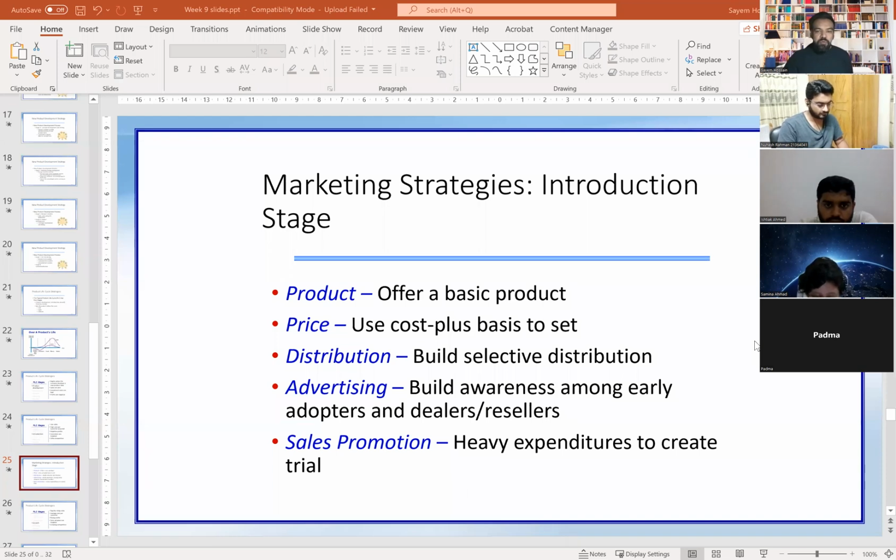Distribution: you have to build your distribution. Again, this will not make much sense to you yet, but selective distribution is what you need, because you will not be able to widely distribute the product through lots of retailers and wholesalers, because the product is still new. So this is called selective distribution. Advertising: you have to build awareness among early adopters, like your dealers and resellers. Sales promotion: heavy expenditure to create a trial of the product.